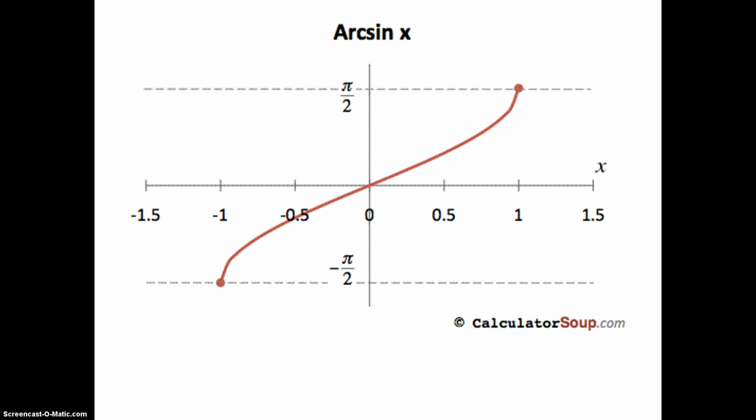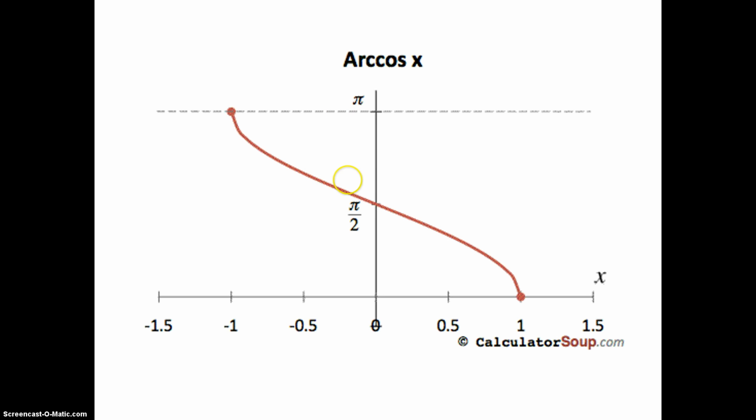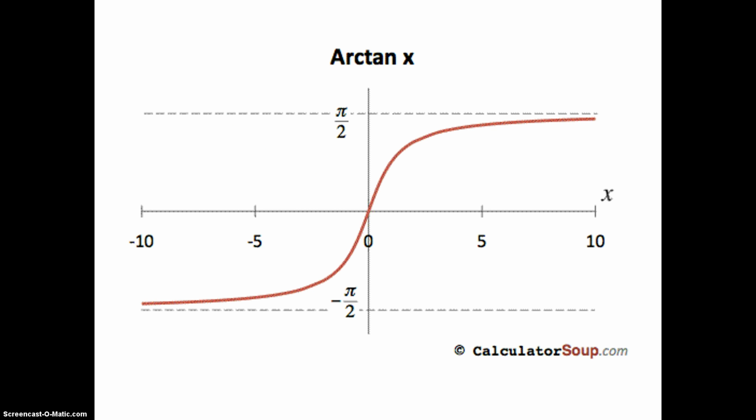Next is a brief sketch of arc cosine. And of course, you can see that it's from 0, which is down here, all the way to pi on the y-axis. And then, of course, the next one is arctangent, and it is from negative pi over 2 to positive pi over 2 on the y-axis.